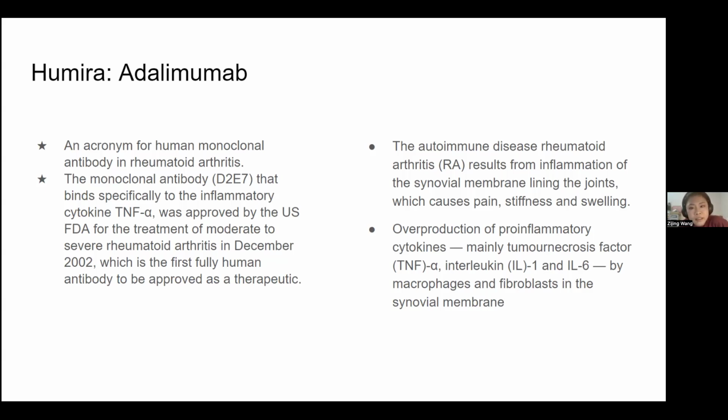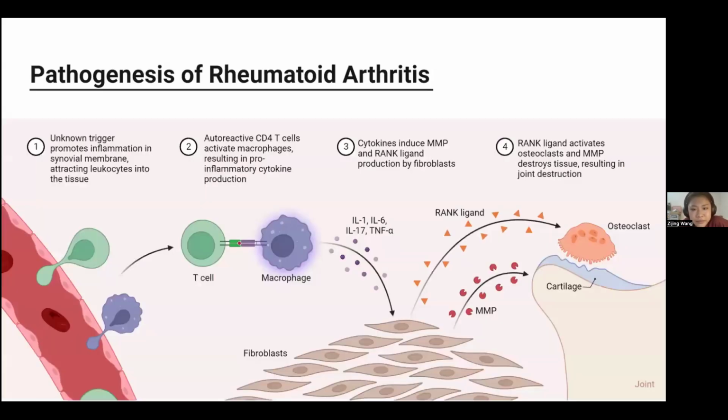So they don't really know why it binds so well, but they know it binds well. They didn't know the mechanism of how the antibody binds with the tumor necrosis factor when they first designed this drug. So here is a more detailed diagram of the pathogenesis of rheumatoid arthritis.